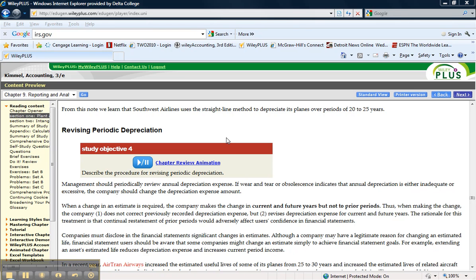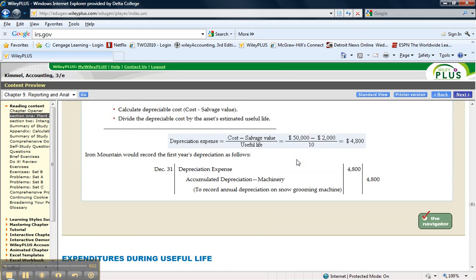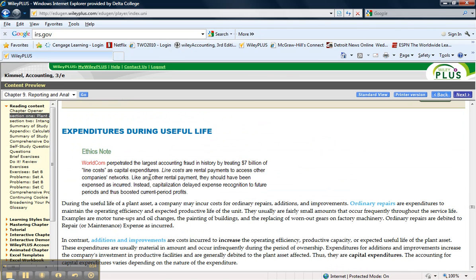Sometimes it becomes necessary to revise your depreciation because of expenditures that take place during an asset's useful life. So we'll look at that process right now. When you have to spend money on an asset in the middle of its life, you have to determine whether you're just making ordinary repairs or you're really improving the life, or extending the life of the asset.